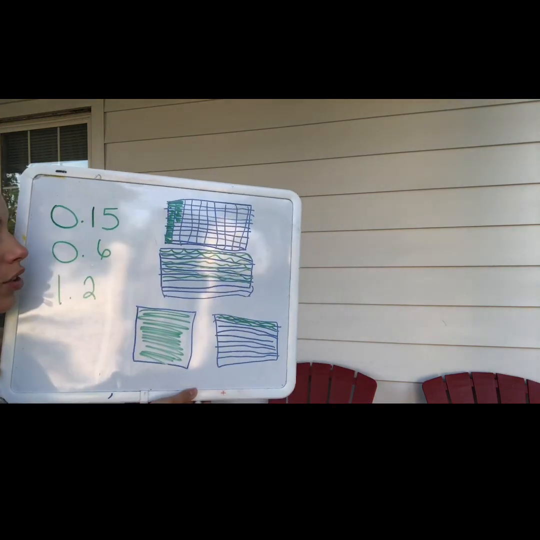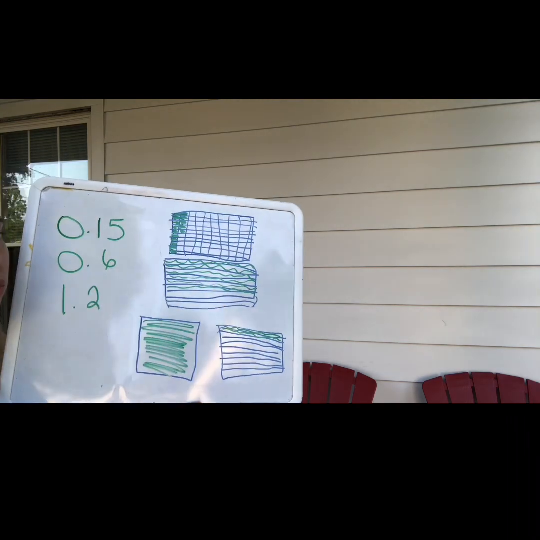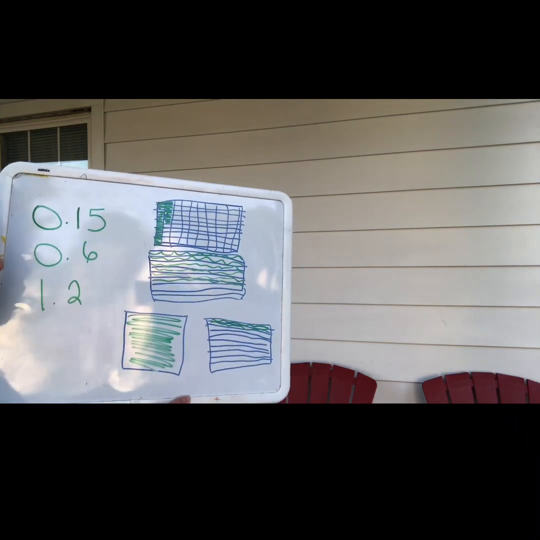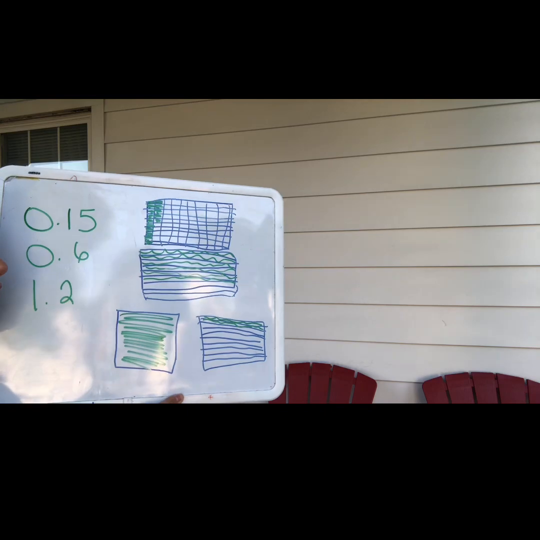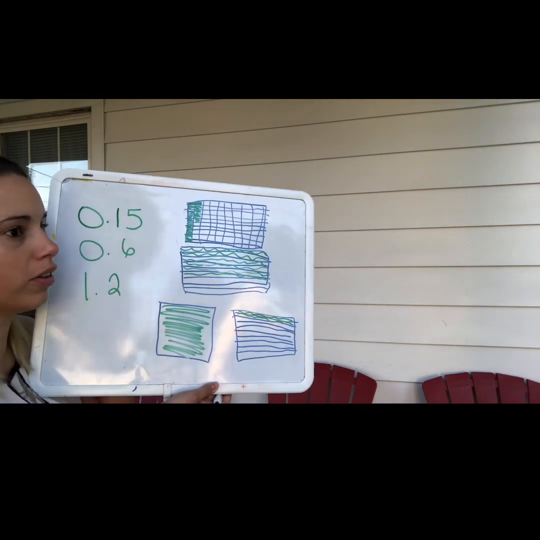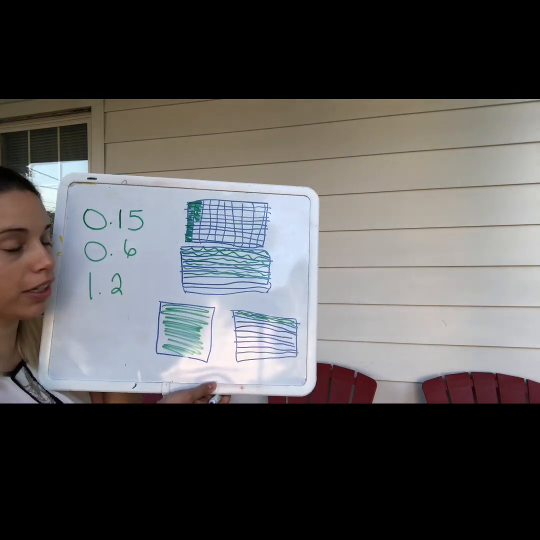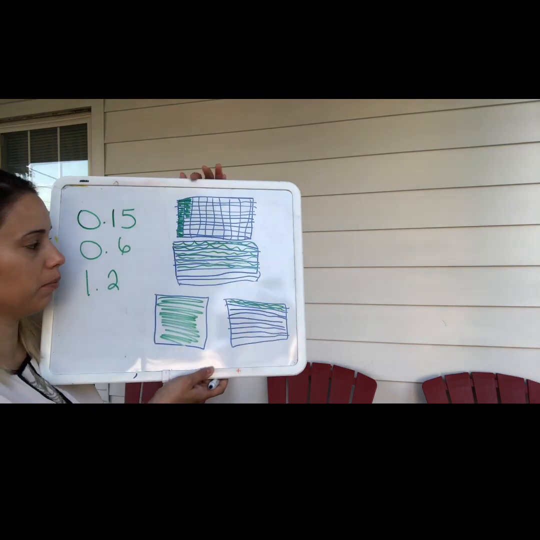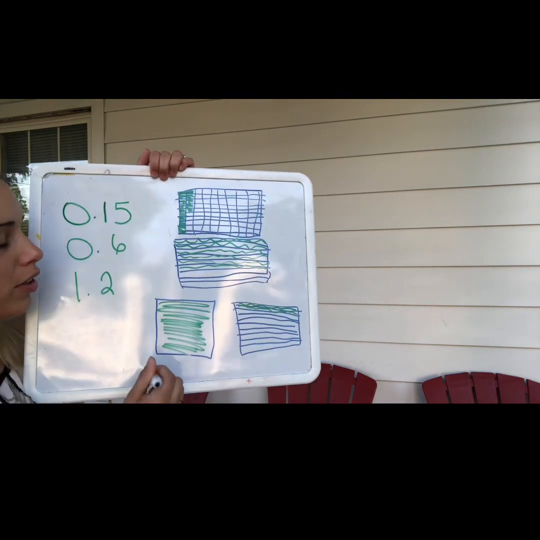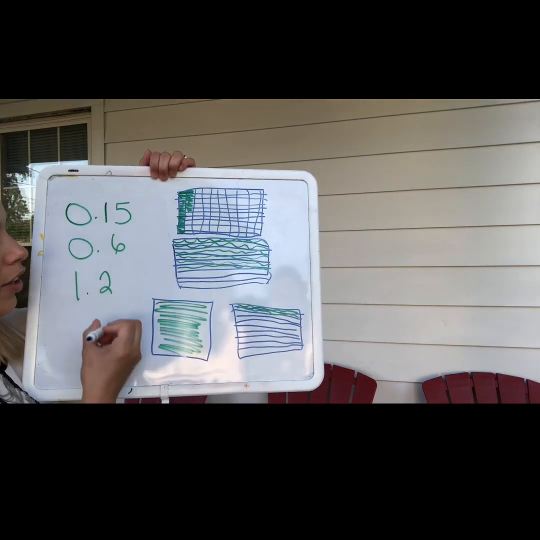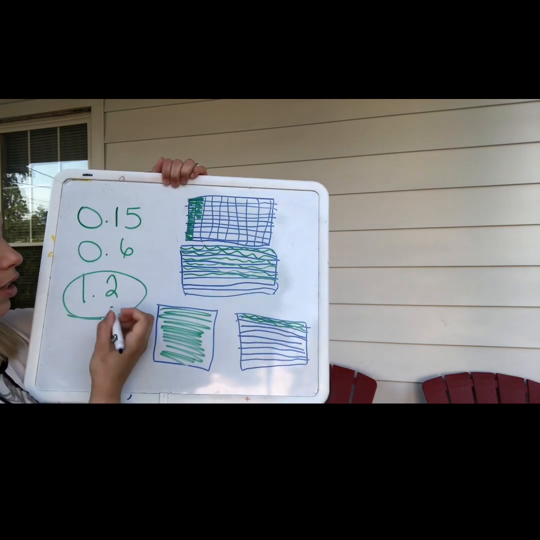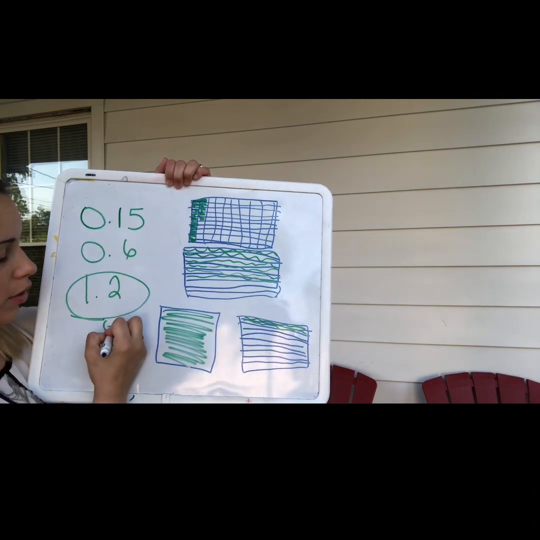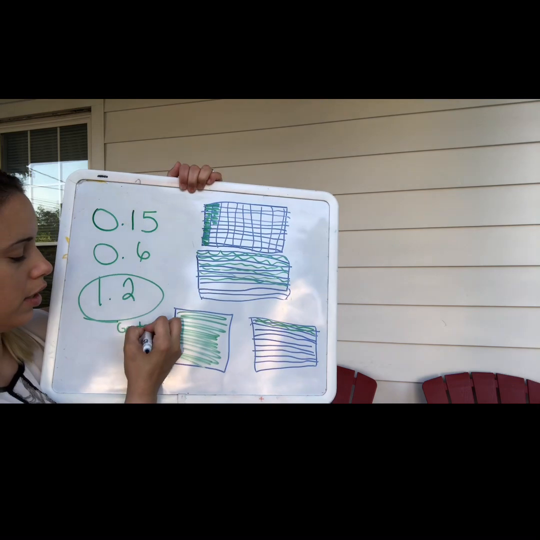So this is a visual. This allows you to see what these decimals look like. Which one would you rather eat? The one that has the most or the least? I love brownies, as I mentioned, so I'm going to put these from least to greatest. Now I know I'd rather eat the greatest. So this is greatest.